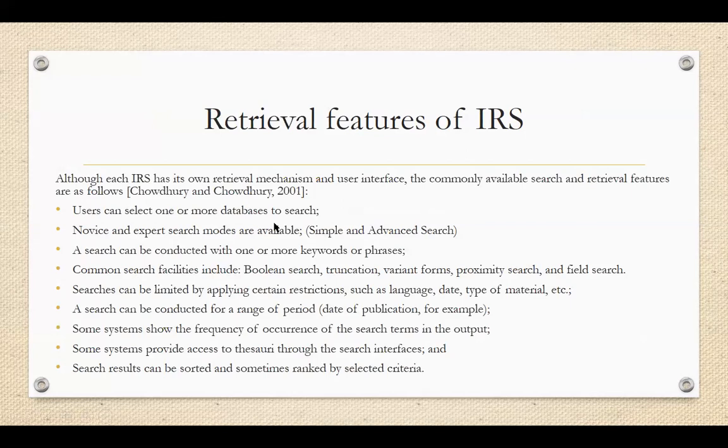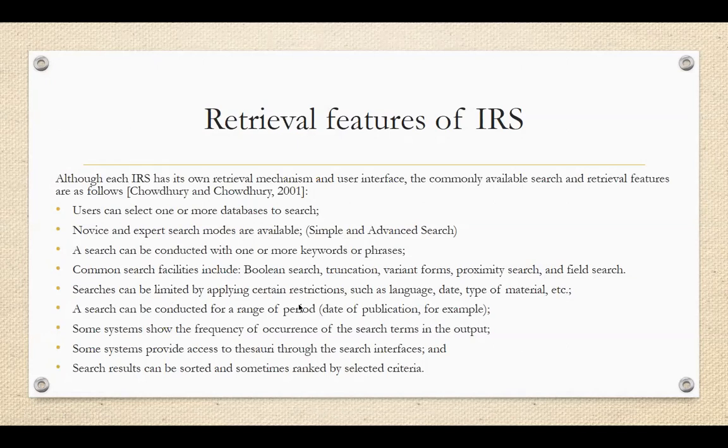Mostly, databases will have simple and advanced search options, also called novice and expert search modes, and the searches are usually conducted with the help of keywords or phrases that are mostly supported. Common search techniques supported in almost all these databases are Boolean search, truncation, variant form, proximity search, and field search. We have already discussed all these search techniques in detail one by one, and today we will see how these techniques are implemented in various systems, and today we will talk about the scholarly databases.